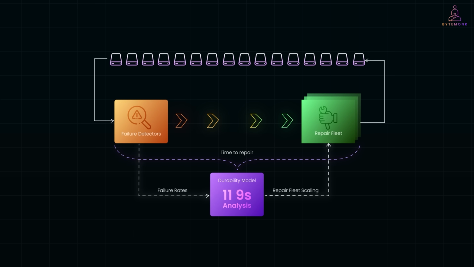An automated system kicks off the recovery process. It marks the bad disk, pulls data from the healthy copies, and begins reconstructing everything onto a new device. But here's the clever part. S3 doesn't fill up its disk all the way.